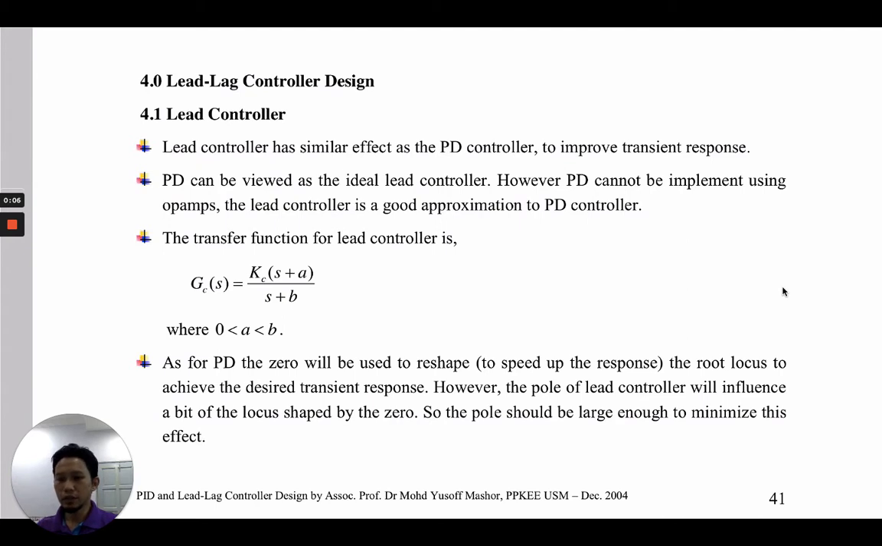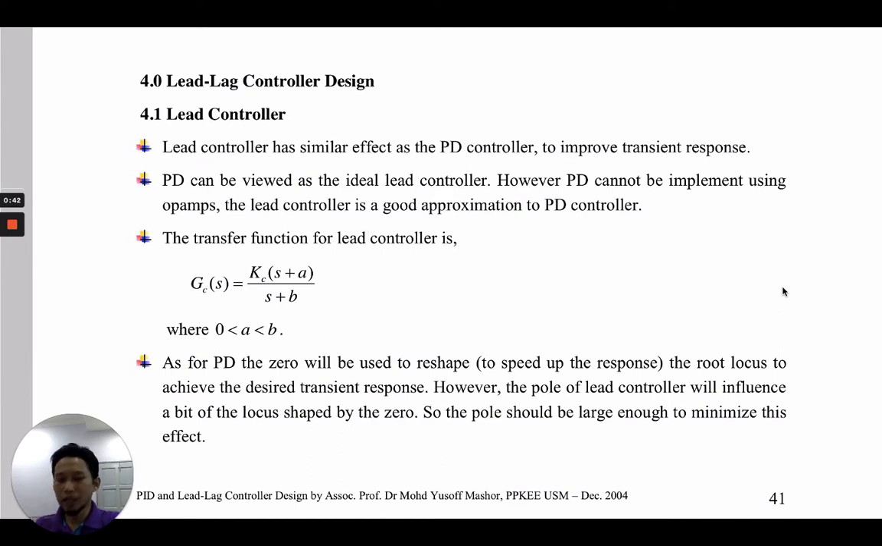So today's video, we're going to continue with our new topic, lead-lag controller design. We're going to go through the lead controller first. A lead controller has a similar effect as the PD controller, which is to improve the transient response. The PD controller can be viewed as the ideal lead controller. However, PD cannot be implemented using op-amps; the lead controller is a good approximation to the PD controller.